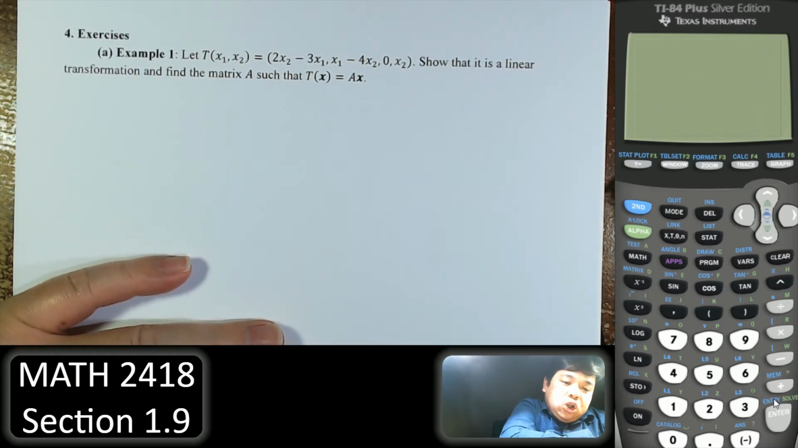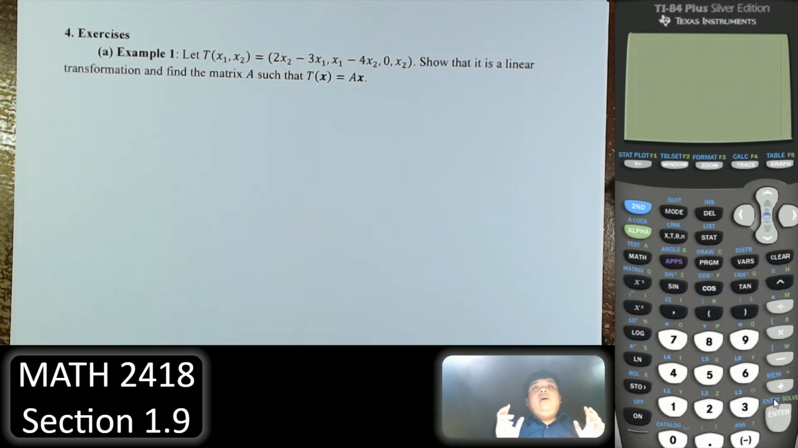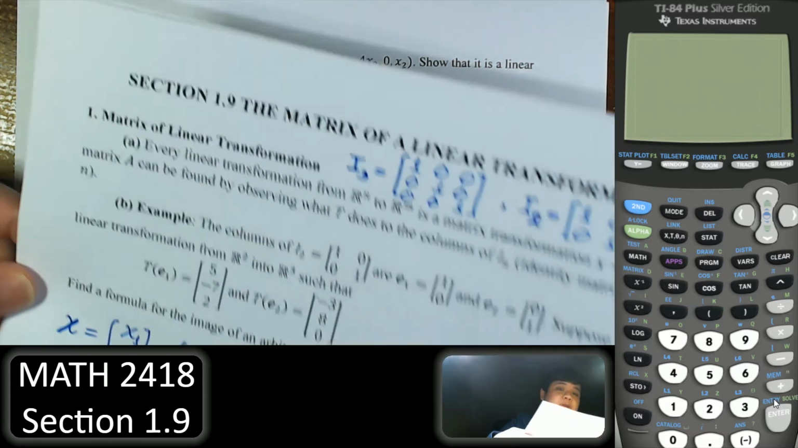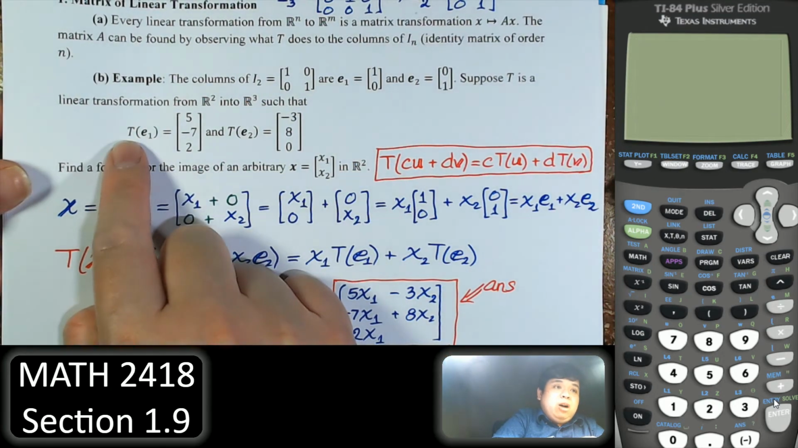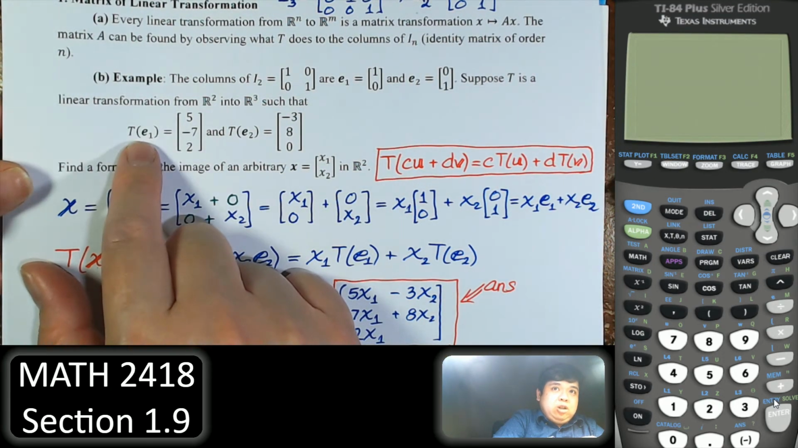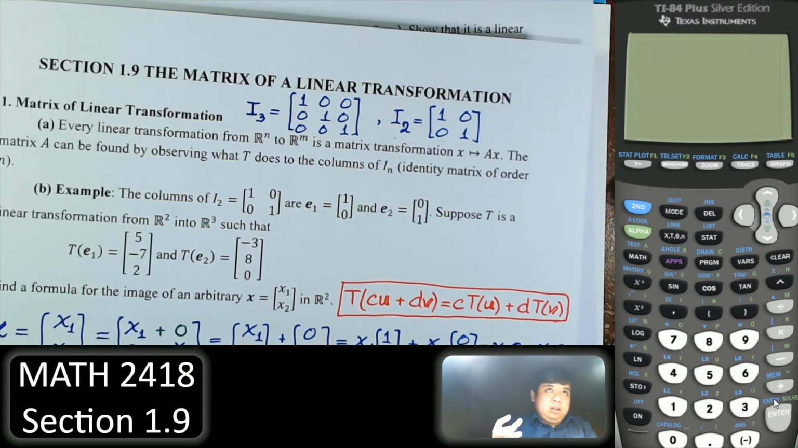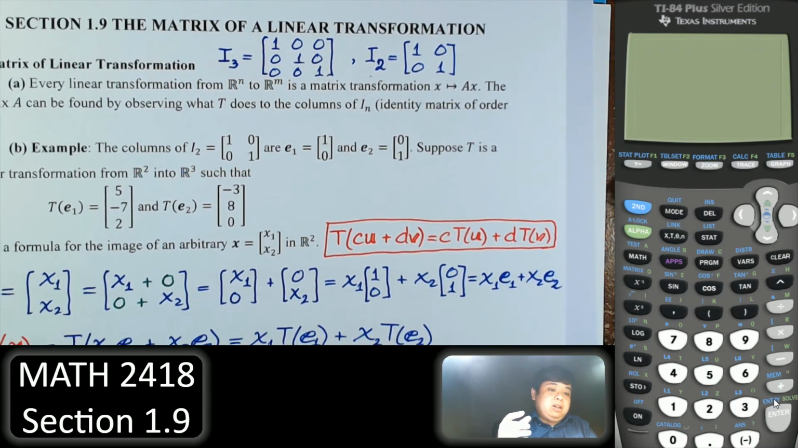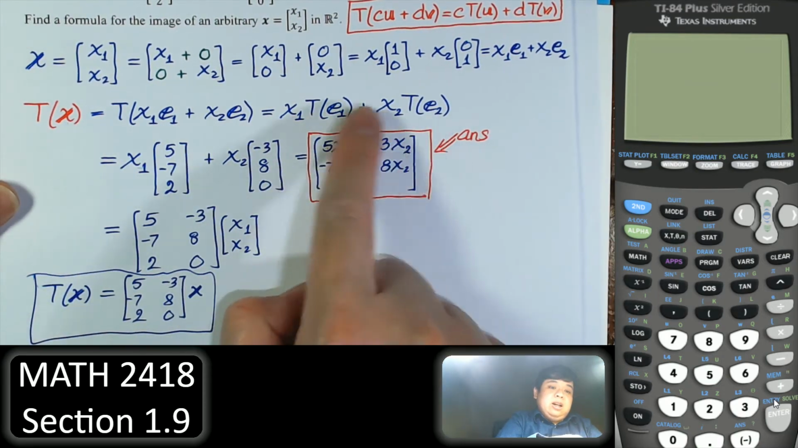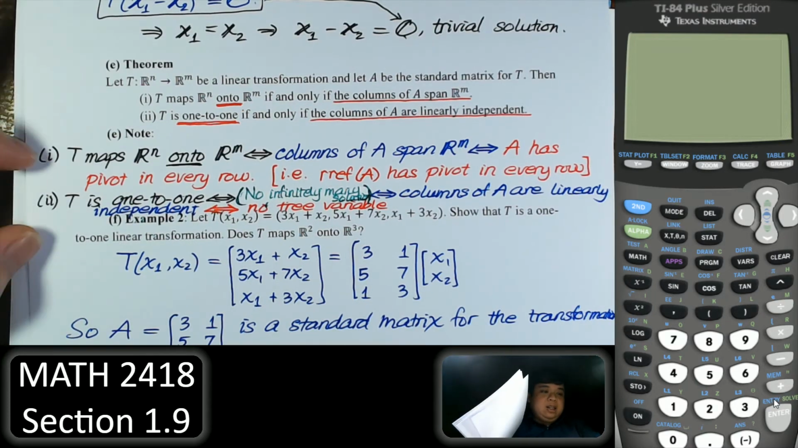Exercise. Show that this is a linear transformation and find the matrix A such that T of x equals Ax. Now, what is important in this section is how we find the matrix for the transformation. The way we find the matrix is to find the transform of the columns of the identity matrix. So two important things that we learn in this section: number one is how to find the matrix of a transformation. Pretty much just find the transformation of the columns of the identity matrix. So that's the first thing we learn. The second one is this note here.